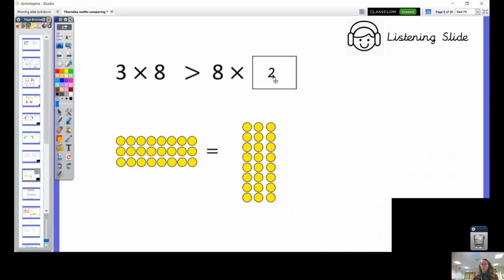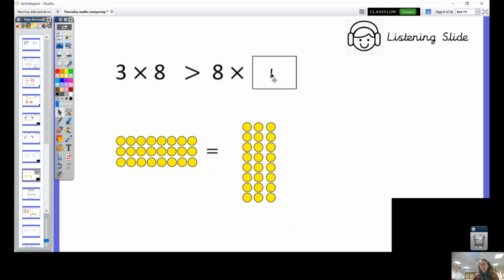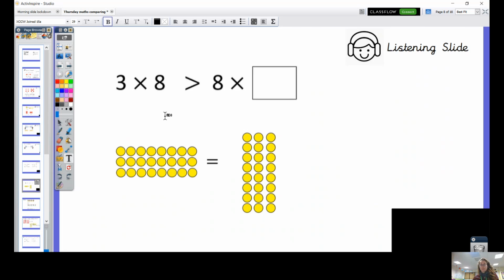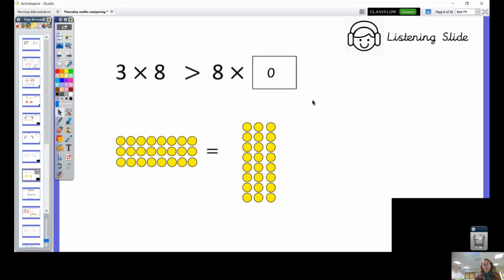We could also have a 1. 8 times 3 is greater than 8 times 1. We could also have a what? Yeah, 0. Because 8 times 0 is nothing. Therefore, this would certainly be greater than nothing. I just wanted to show you that because you might face a question a bit like that today.